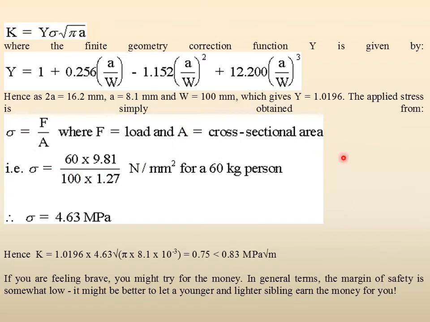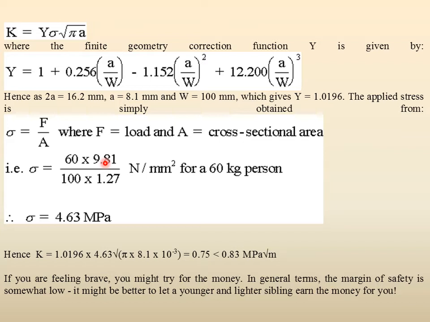You have a plate like this, and there is a load which is perpendicular. So this side and the thickness side. This side is 10 centimeter or 100 millimeter and the thickness is 1.27. So you find sigma. So sigma is say 4.63 megapascal or whatever it comes out to be.